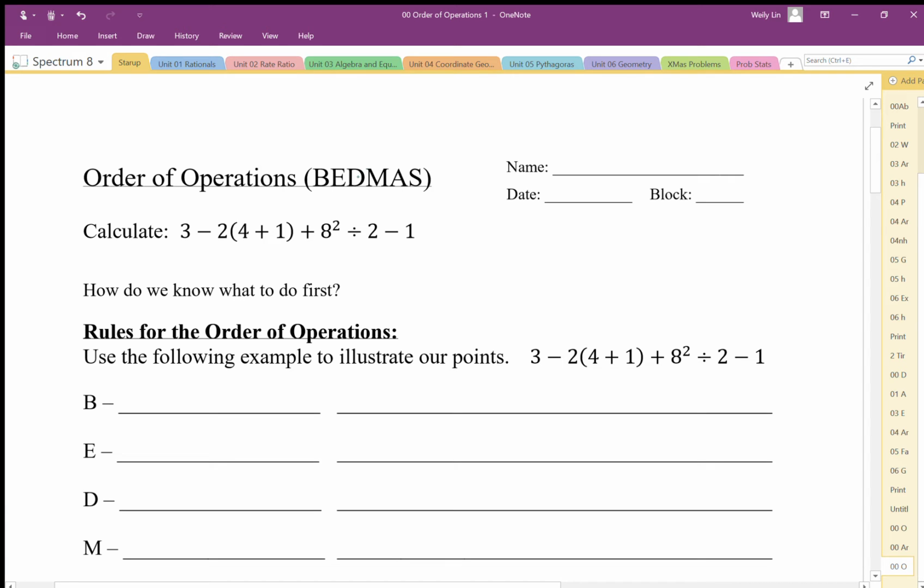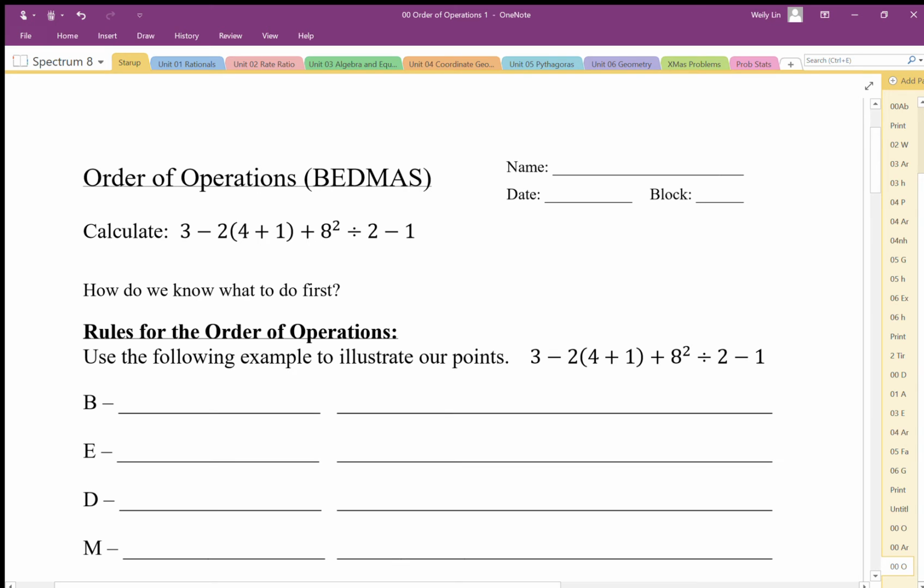It's important to note that division and multiplication are just inverses of each other. So essentially the same operation, but they undo each other. Addition and subtraction are also the same operations, and basically they undo each other as well. So when we have addition or subtraction, it doesn't really matter which one we do first.